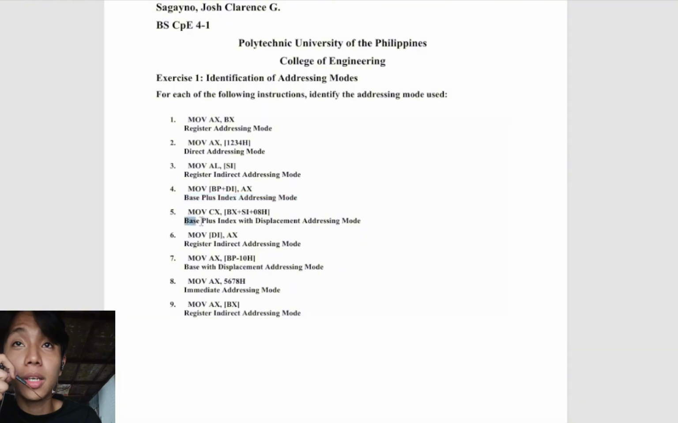So for number 5, it's kind of the same, base plus index, but this one with displacement addressing mode. With displacement is the keyword, and this instruction has 3 parts. Number 1 is the BX, which is the base, the SI, which is the index, and the 08H, which is the displacement. So the CPU adds all 3 to calculate the final memory address. That is why it is base plus index with displacement.